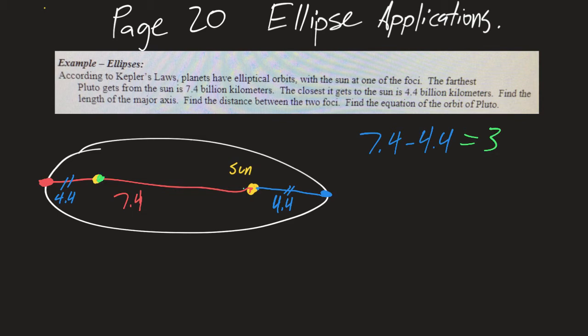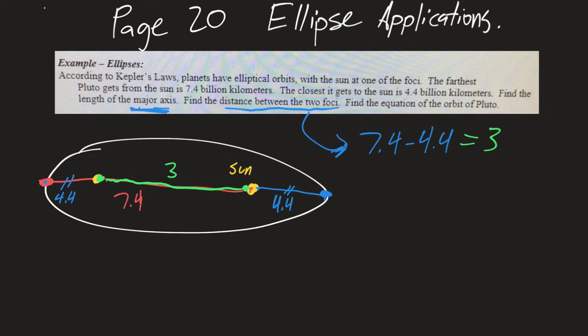So from this focus to this focus, this line right here is going to be 3. In total, that whole red section was 7.4. So we've actually figured out one of the answers already: the distance between the two foci is 3. With that information, let's also figure out the length of the major axis. The major axis is, of course, from vertex to vertex.